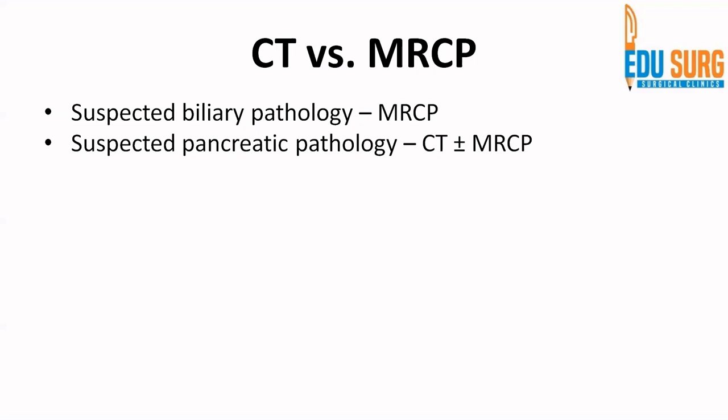If there is a suspected pancreatic pathology and the suspicion is based on history, examination, investigations, and ultrasound, right? Then what we do for pancreas is we do a triphasic CT, okay, and we do an MRCP if we need more biliary information, okay.